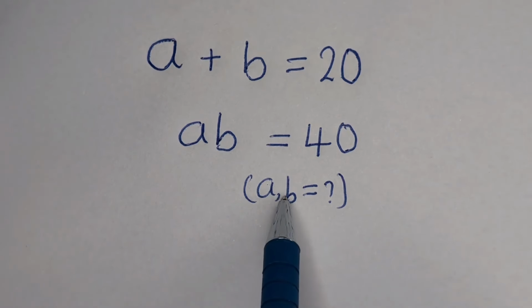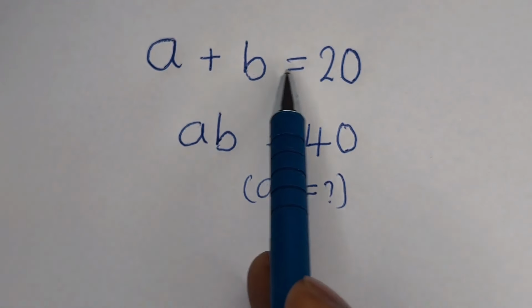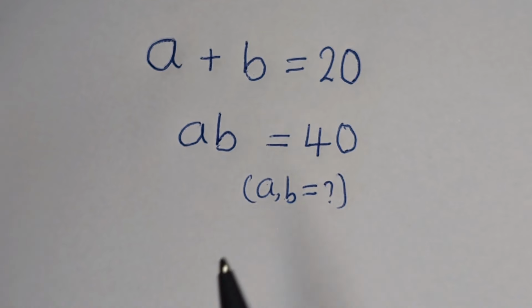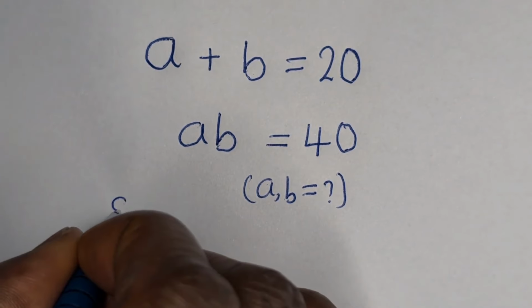Hello, how to solve for a and b in this equation? a plus b is equal to 20, ab is equal to 40. Solution.